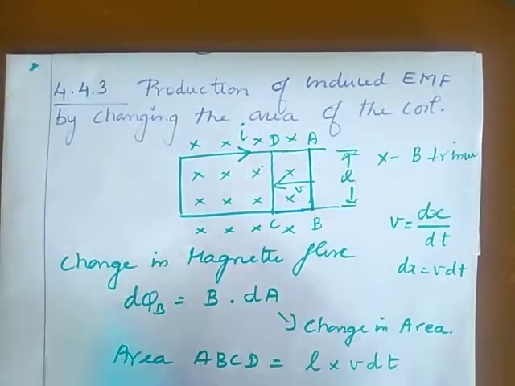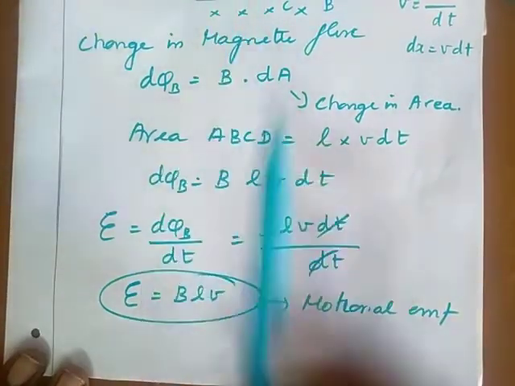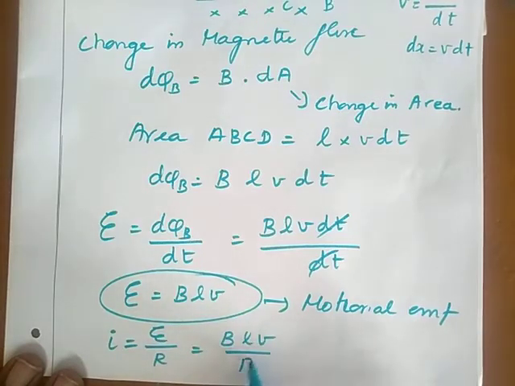Okay, suppose this loop has a resistance R. Then the induced current can be written as, we know current is equal to voltage by resistance, then epsilon by R. We can write it as B L v by R. This is the current that flows in the loop.